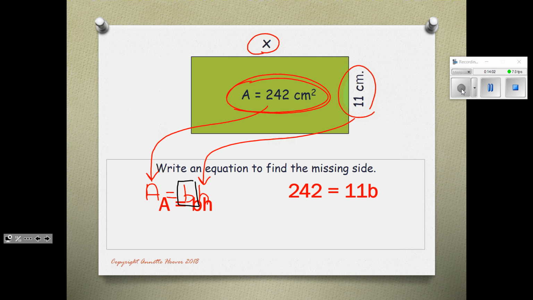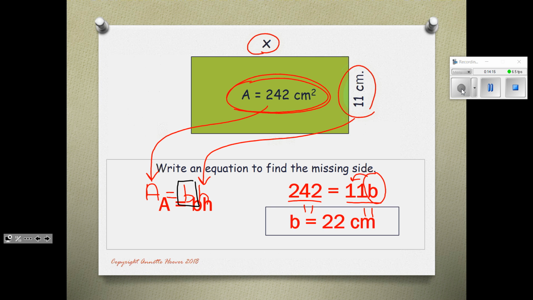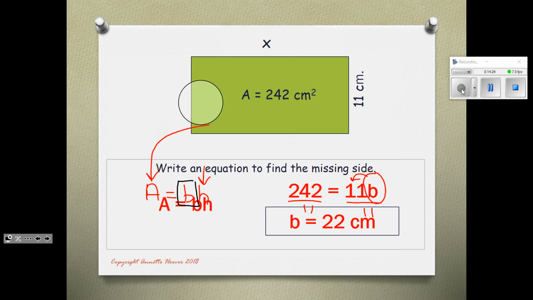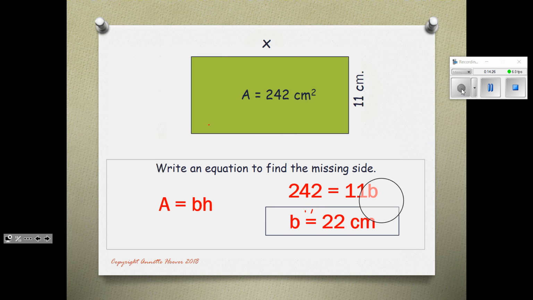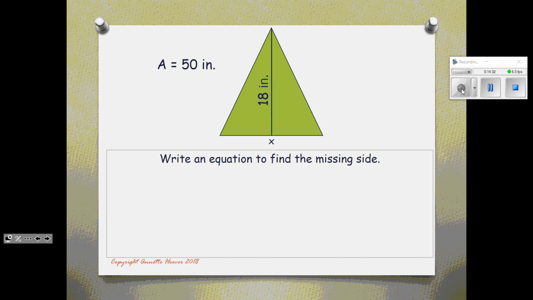This creates a one-step equation that we've been working on. And to solve for the variable, since the variable is being multiplied times 11, we have to divide both sides by 11 to solve for the base. 242 divided by 11 is 22 centimeters. So once you know these equations, you look at what information they give you and you just plug it into the right place in the equations, and then you can use your knowledge about solving one- and two-step equations to figure out the answer.